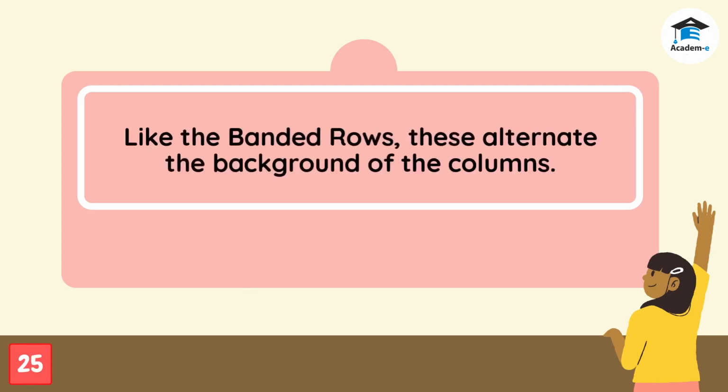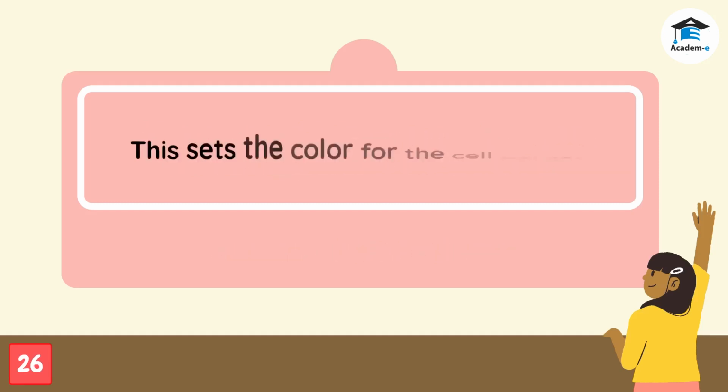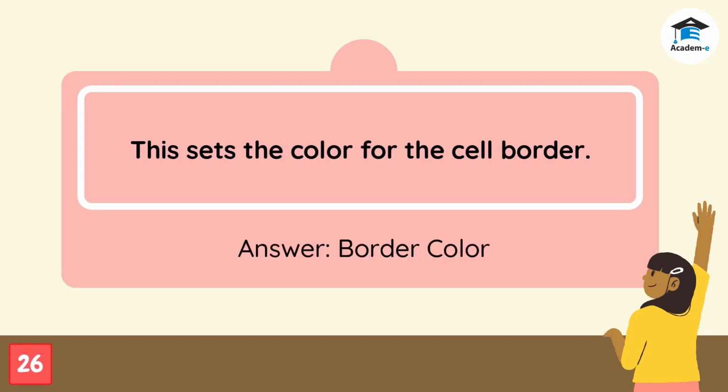Like the banded rows, these alternate the background of the columns. The answer is banded columns. This sets the color for the cell border. The answer is border color.